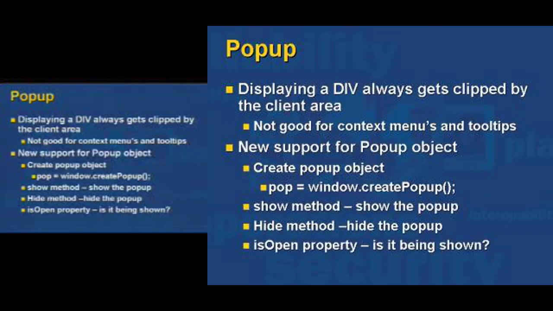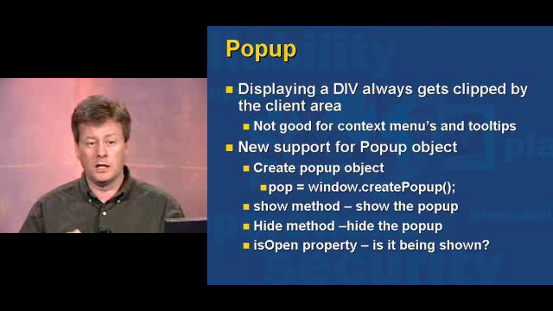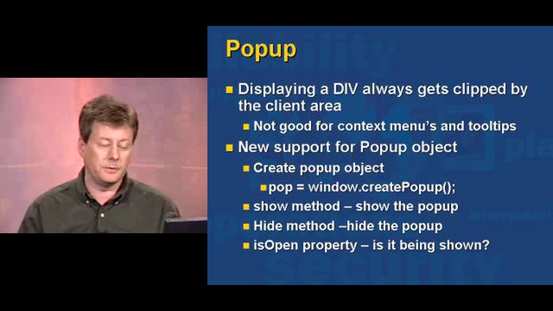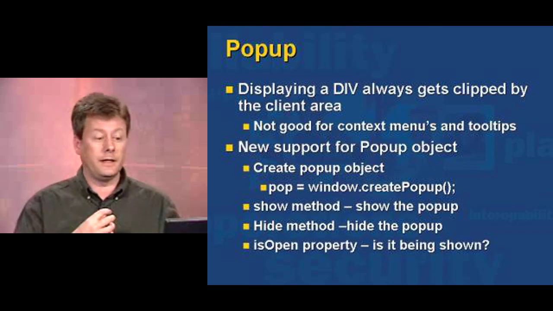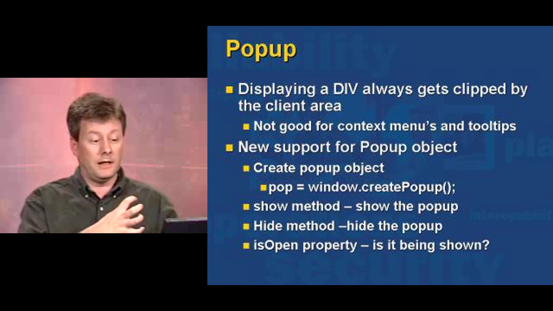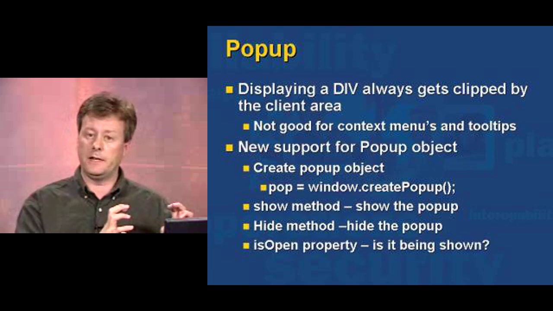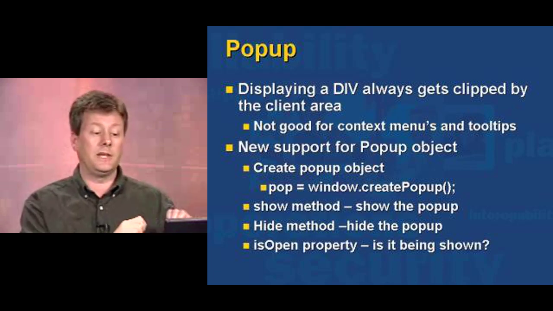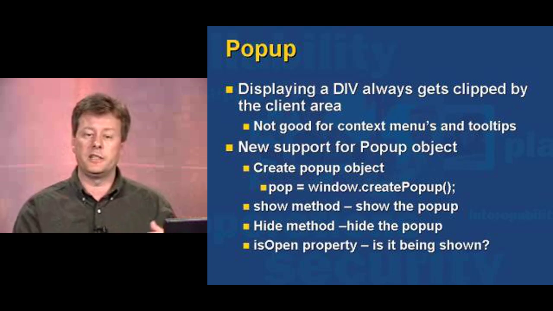Another feature that we've added to Internet Explorer 5.5 is something called the pop-up object. This answers a problem that a lot of users had when developing dynamic HTML content, where if they wanted to position a menu or a tooltip, they could do that by positioning a div element at an appropriate area on the browser. But that div element would always get clipped by the boundaries of the client window.